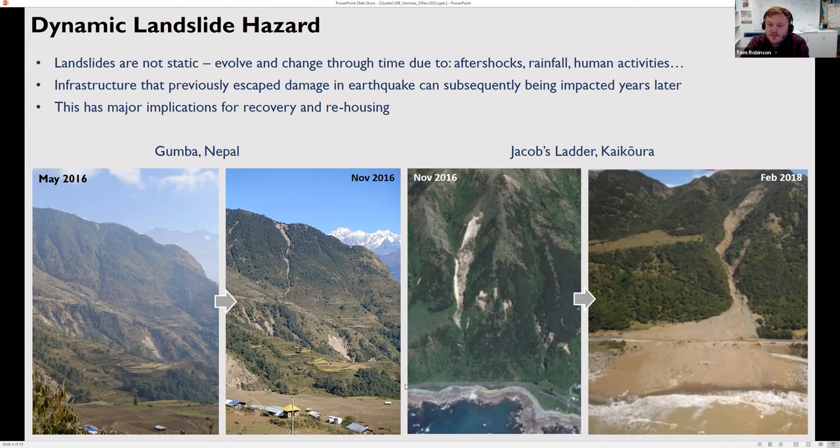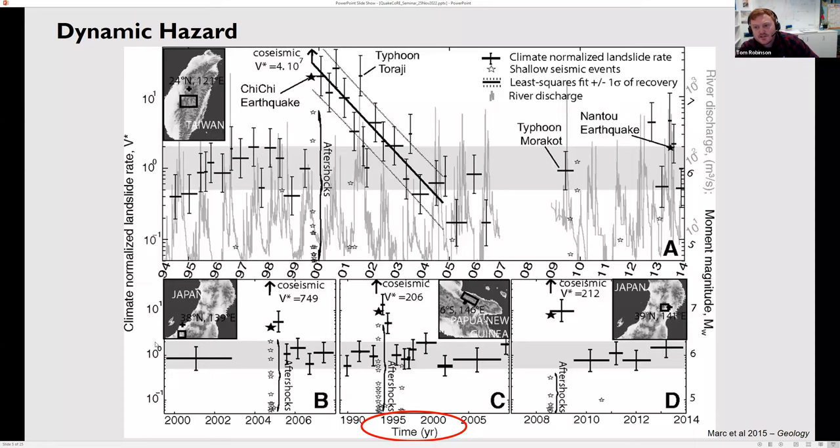So the key question here, which has been asked for a few years, is how do landslides evolve after an earthquake? But there's not been a huge amount of work done on this. This is some work by Odin Marc from 2015, looking at sediment cascades and thinking around that. It's a rather complicated picture, so I'll try to simplify it for you.